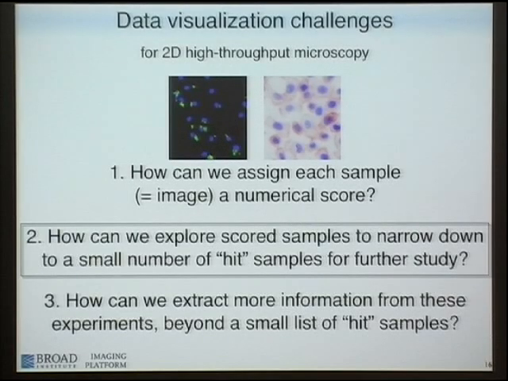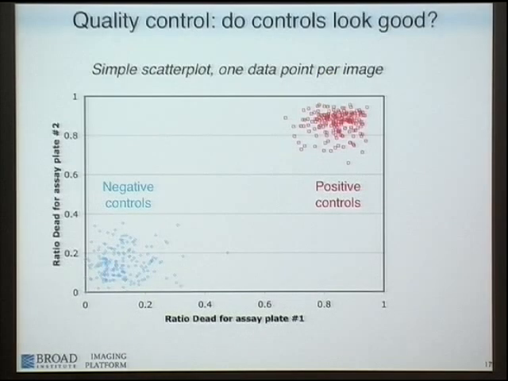So I think number 1 is typically pretty well handled right now, as I mentioned, especially with the machine learning methods that have come out more recently and the usable tools for it. So this brings us to the second data visualization challenge, and it gets progressively more difficult as we go. How can we explore the scored samples to narrow down just to a small number of hits that the biologist can actually study? So first, there's some quality control steps.